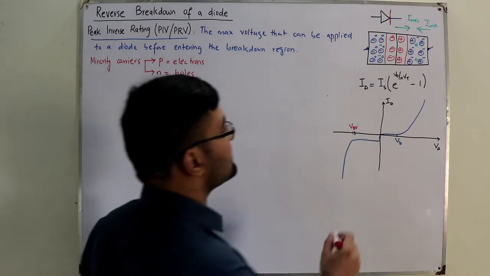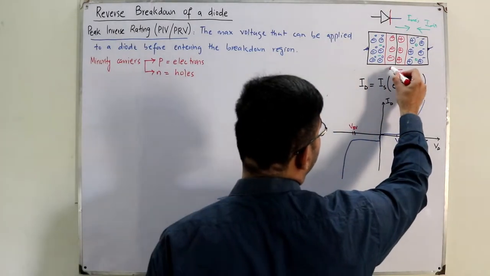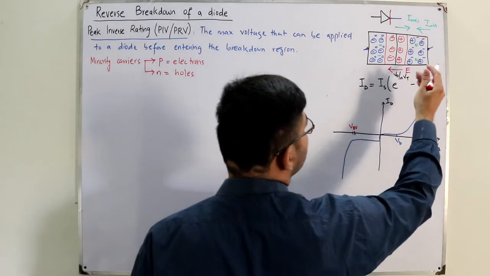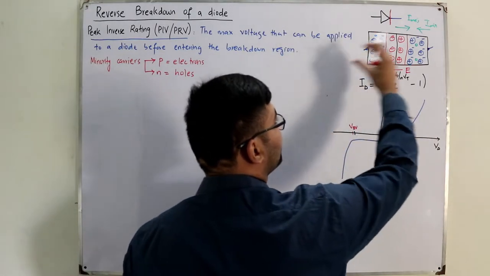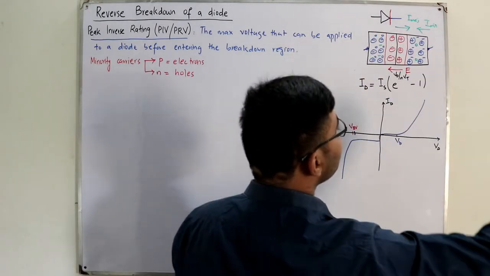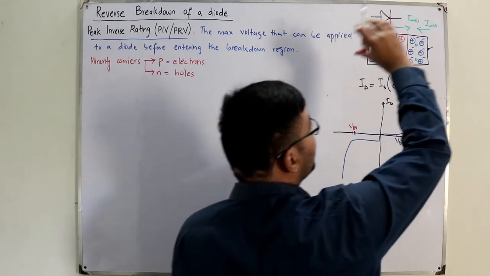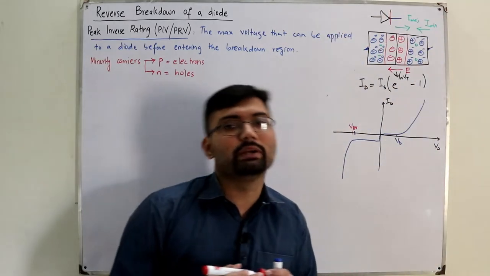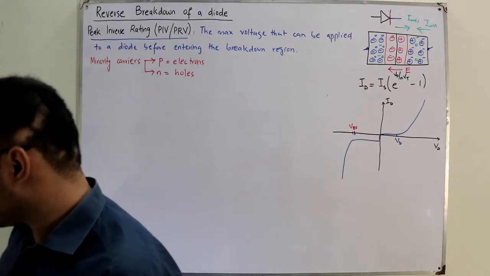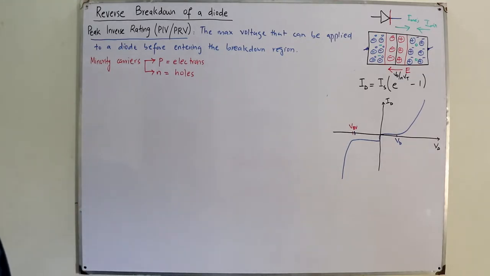The electric field is directed over here. So it would repel the holes from N to P, and it would attract the electrons from P to N. Isn't it like this? It is.